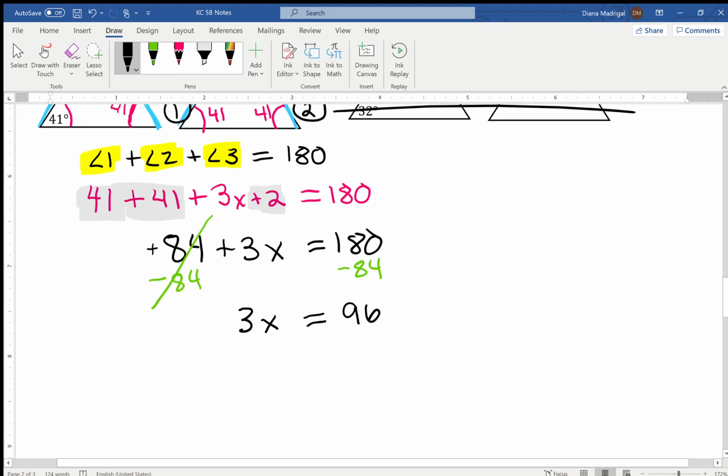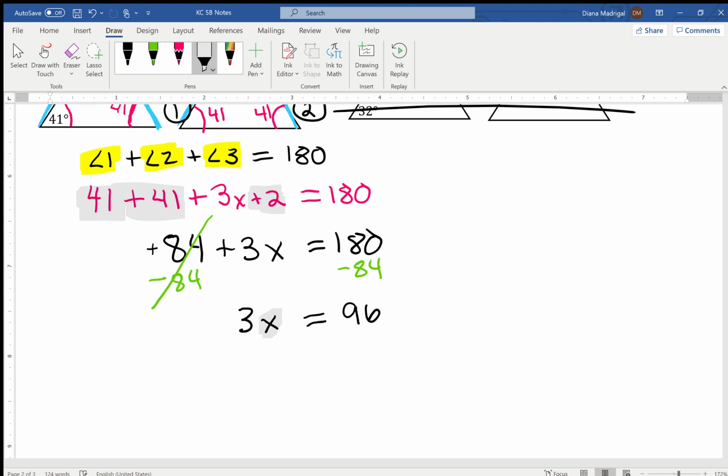Finally, I need x by itself. Again, you cannot subtract 3x. Some of you guys are doing this. There's no way you can subtract. 96 doesn't have an x. You can only add and subtract if they have the like term, the same variables, okay? That means, again, I need x by itself.